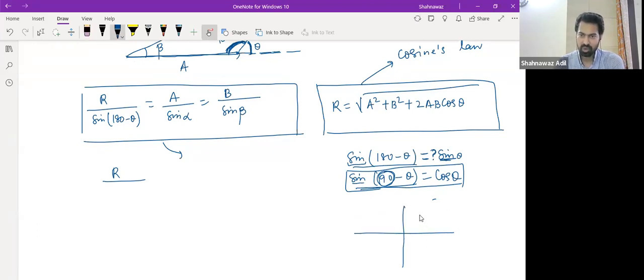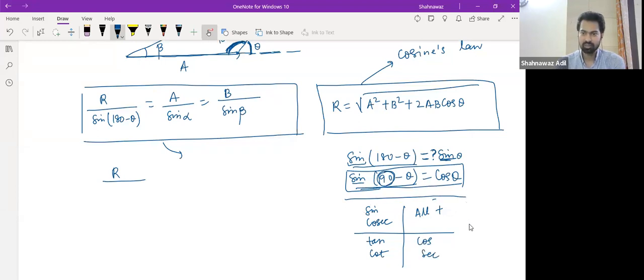So in the first quadrant, all trigonometric ratios are positive, right? And in the second quadrant, sine and cosec. And in the third quadrant, we have what? Tan and cot, right? And in the fourth quadrant, we have cos and sec, right?